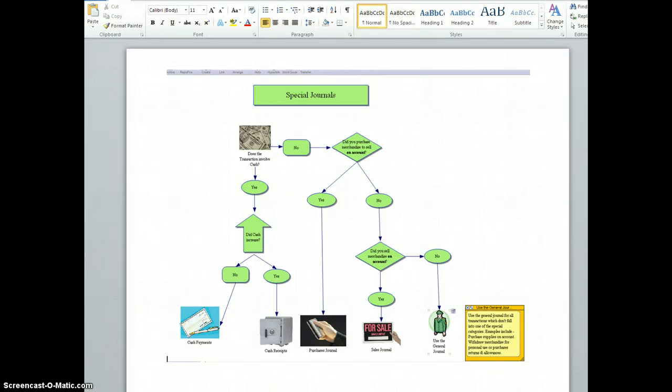Okay, we're just going to do a review on special journals. And going back to our flow chart, in this chapter, we have been studying the purchases journal and the cash payments journal. And going down in the flow chart, you can always use this as a reference when you're doing your assignments. One of the key questions you want to ask yourself is, does the transaction involve cash? If the answer is yes, you're going to work your way down.